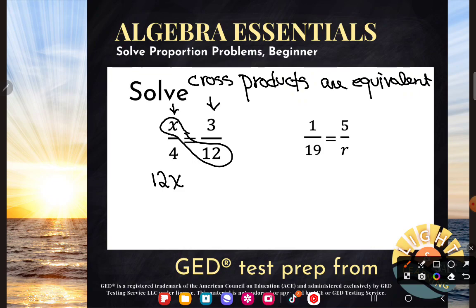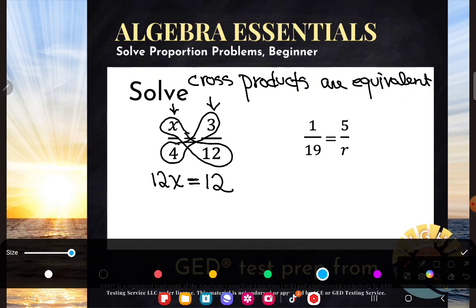And we said cross products are equivalent. So that's going to be equal to whatever we get from the other cross product there. 3 times 4 is 12. And this is why I think students get thrown. They're like, 12x is equal to 12. I must have done something wrong. No, you didn't. Let's keep going.